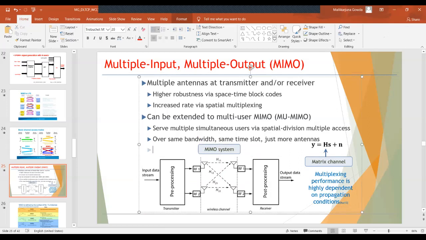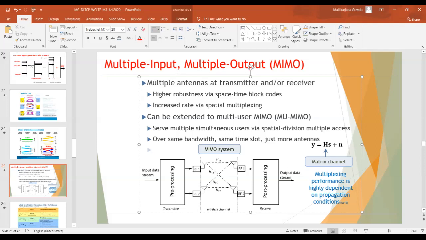So this is what MIMO is. And at the receiver side, post-processing is done. See, the output Y of the channel can be written as Y = HS + N. H is the channel matrix, and the channel matrix was this one: H11, H12, H21, and H22. S is the signal vector and N is the noise. This multiplexing performance is dependent on the propagation conditions.